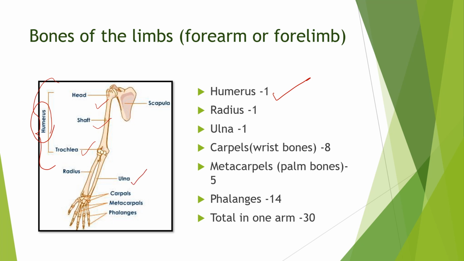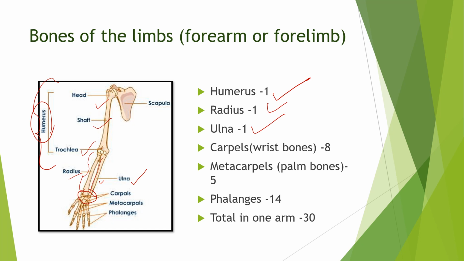Then comes the ulna. This is the ulna. This is one. This part is the ulna. Then comes the radius. This part is the radius. It is also one. Then comes the carpals. Carpals are the wrist bones. Here there are 8 wrist bones.